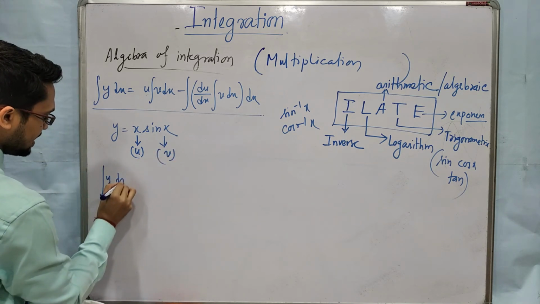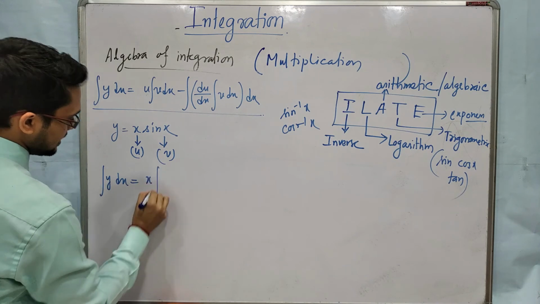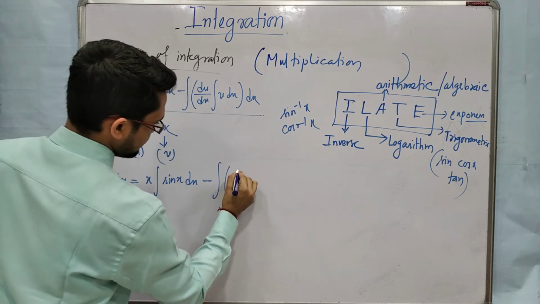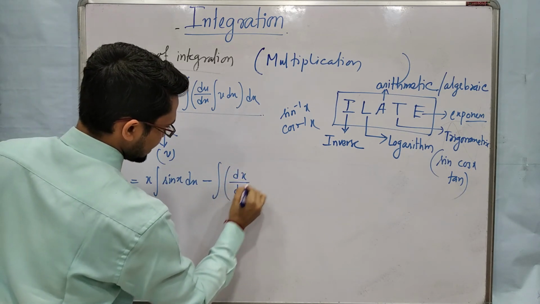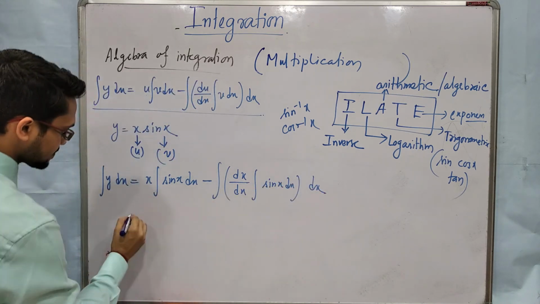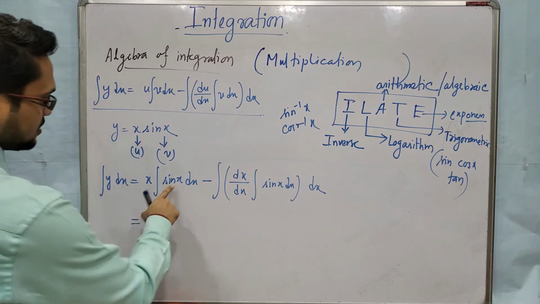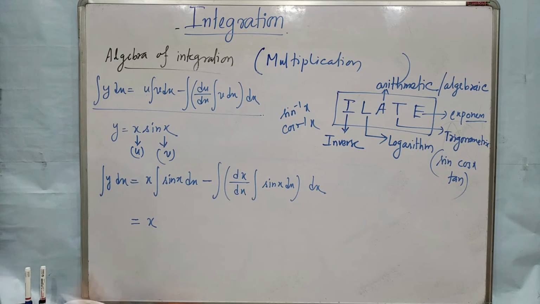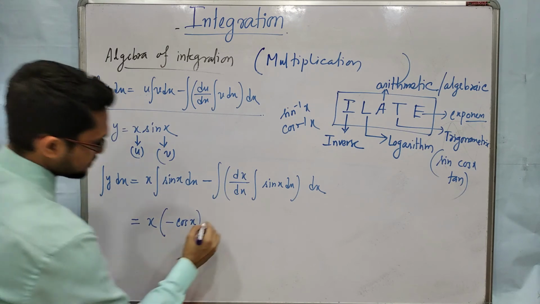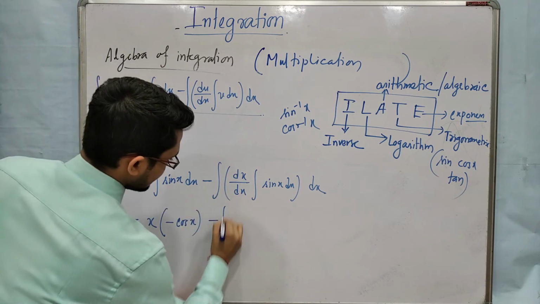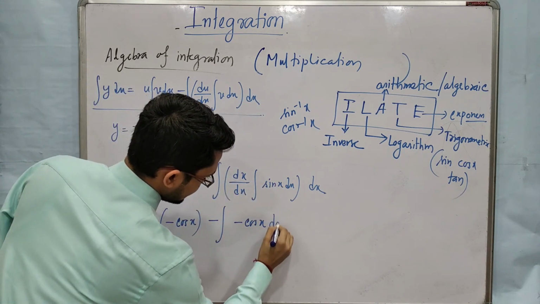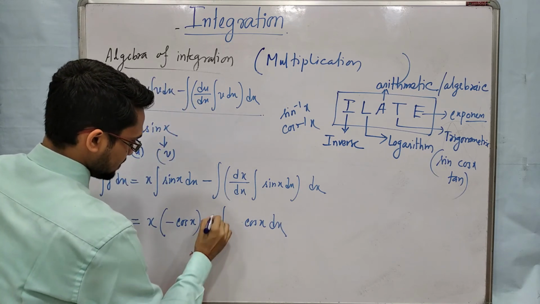So integration y dx will be: u comes out, integration v dx, sin x dx, minus integration of the differentiation of function u, so dx by dx, then integration v dx, sin x dx, at the end dx. So it will be x times the integration of sin x dx. Differentiation of sin x is cos x, so integration will be minus cos x. Then minus integration of dx by dx, again 1, times minus cos x dx, so this minus will be plus.